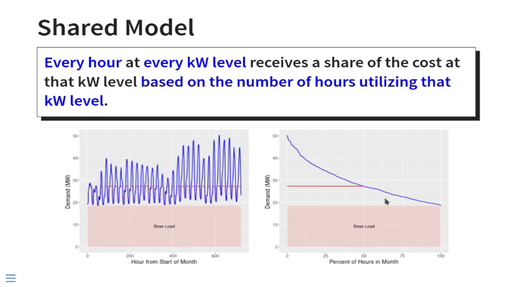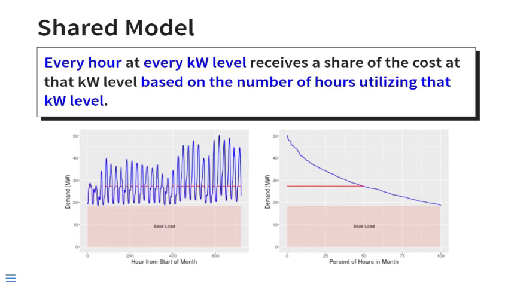What do you do in this situation? In the shared model, you take the cost at that level, which is the same at any other level, but you now divide by 360 for June, instead of the 720, because only 50% of the hours utilize that level.